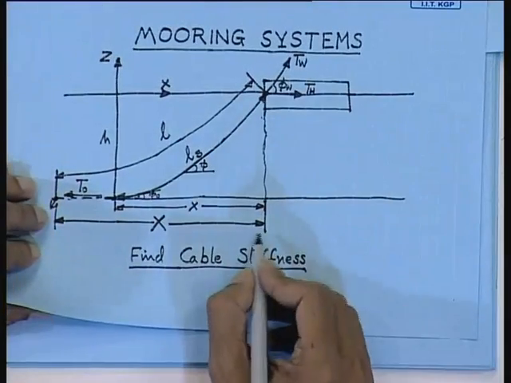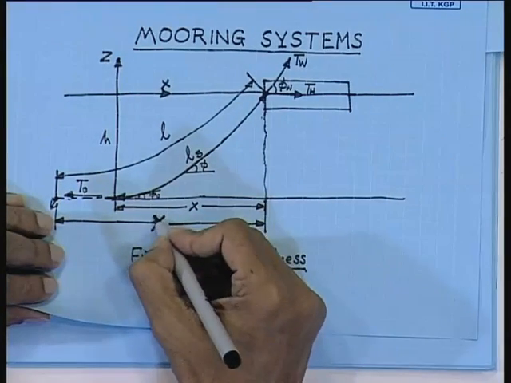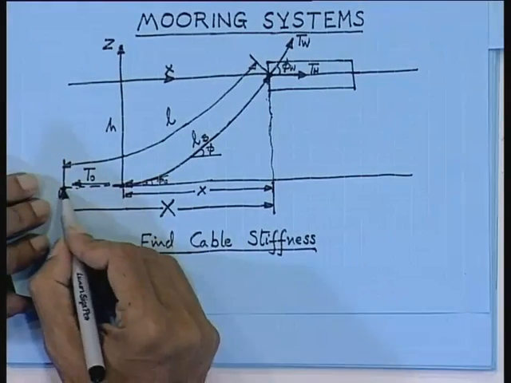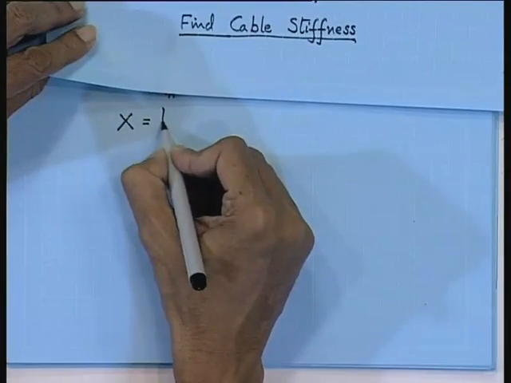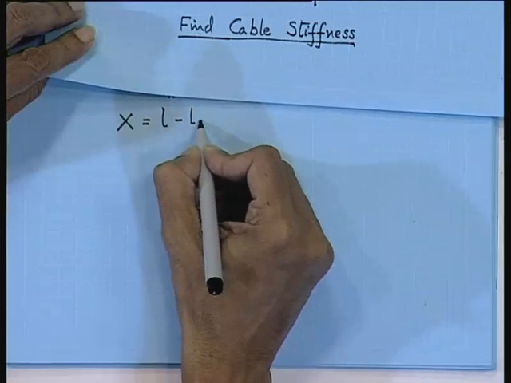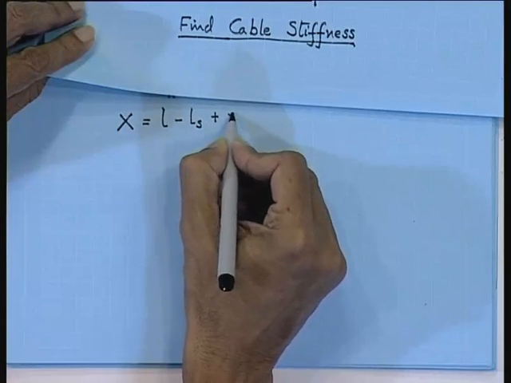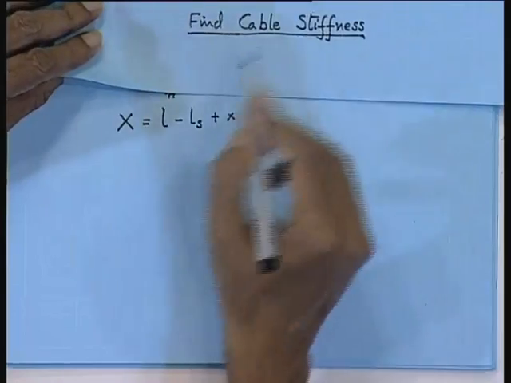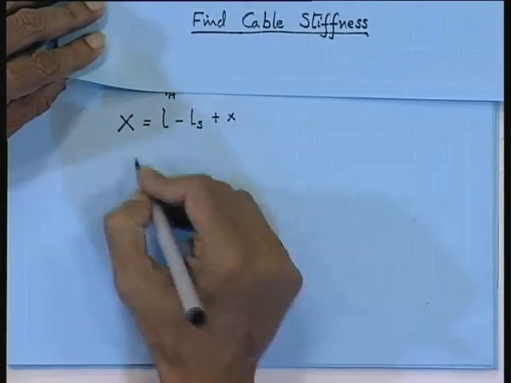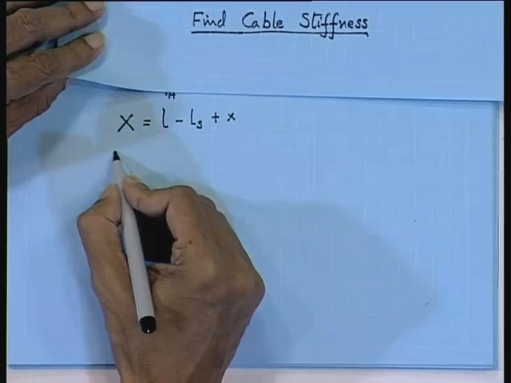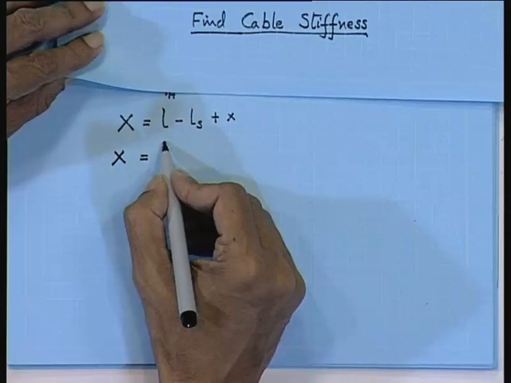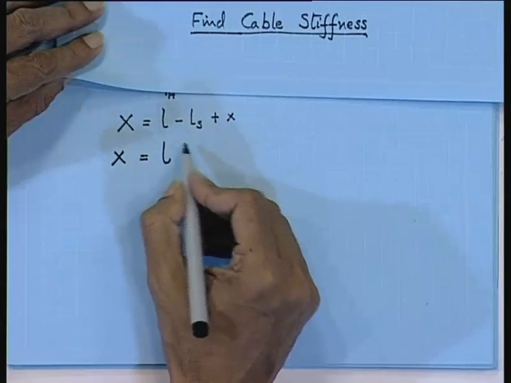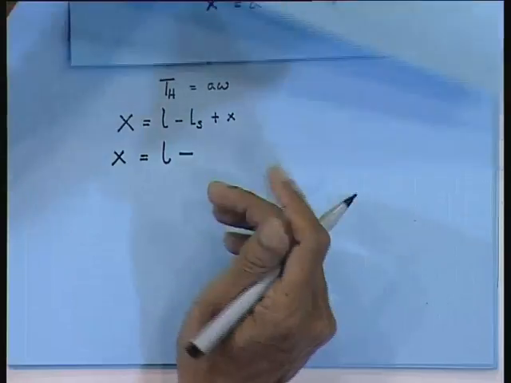So, now what is the equation for capital X? How much is this distance from the anchor point to the horizontal portion? This is capital L minus Ls. So, capital X is L minus Ls plus small x. Now you write down the expression for capital X. Capital L is the total length of the line, so that remains constant.